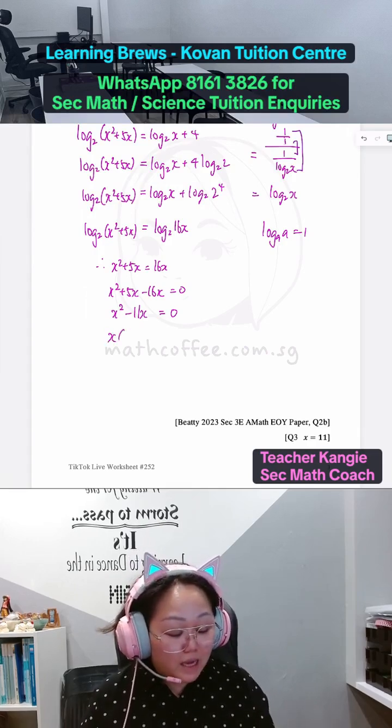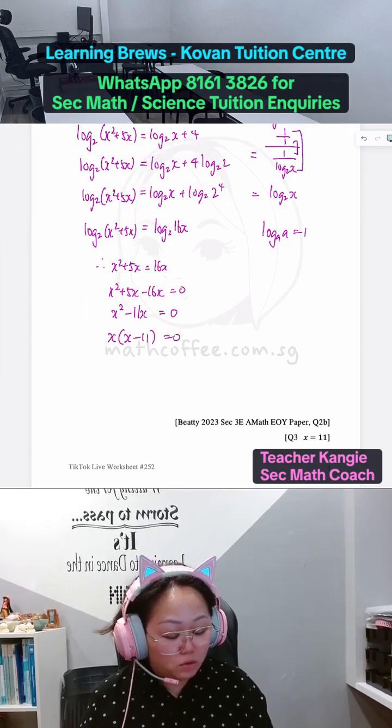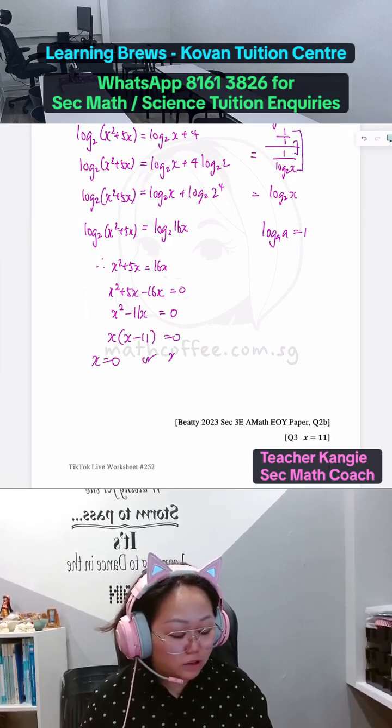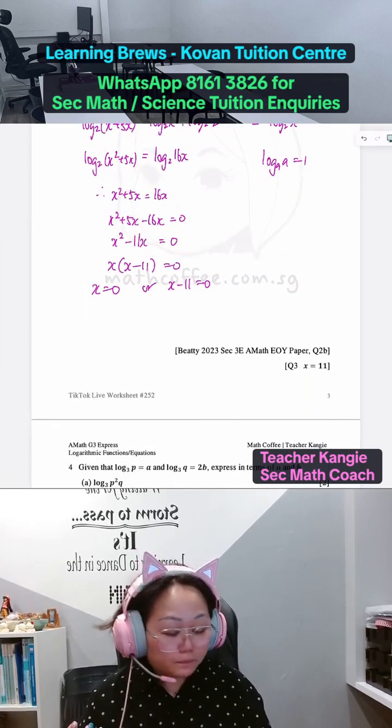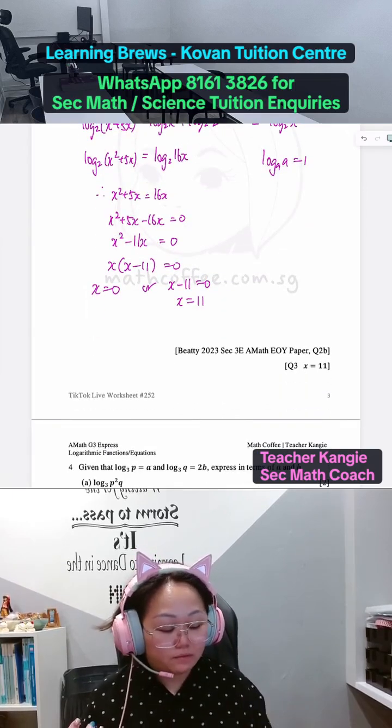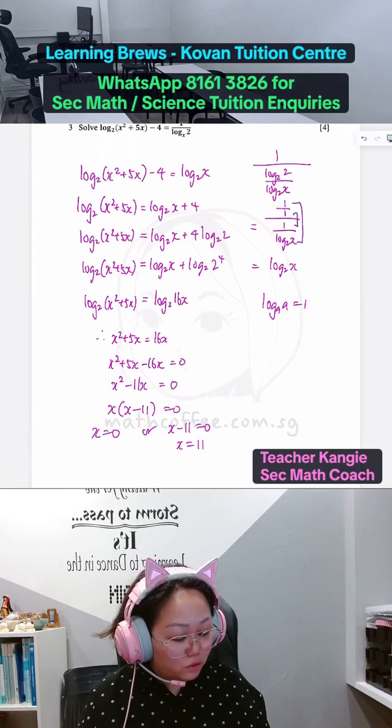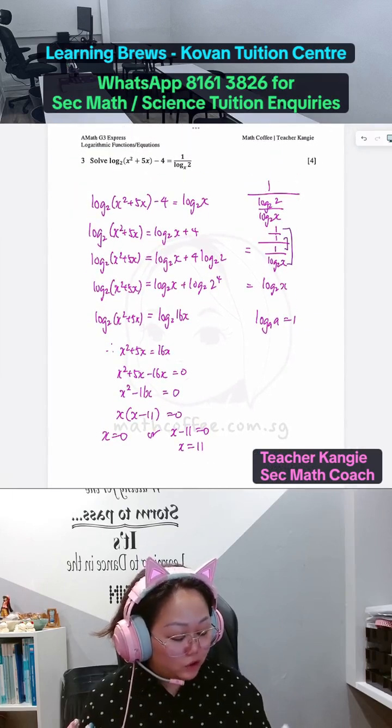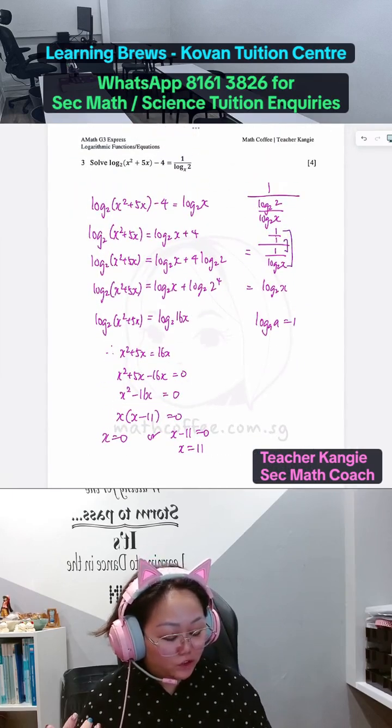So factorize out the x, so I get x times x minus 11 equals 0. So I have x equals 0 or x minus 11 equals 0. Then I have x equals 11. Right? So don't just stop there, because we always need to check whether we need to reject.